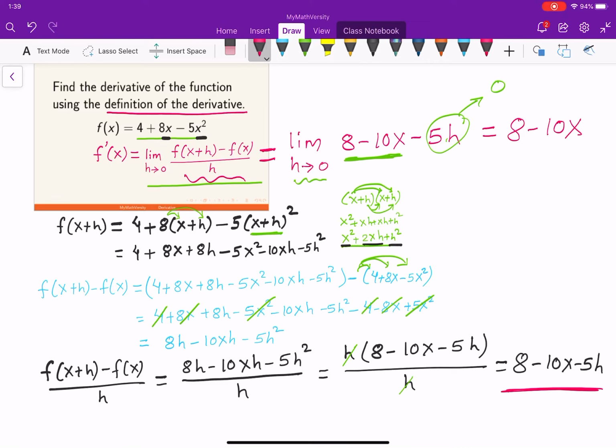So if that is the case, then this is the derivative of the given function 4 plus 8x minus 5x squared by using the definition of the derivative.